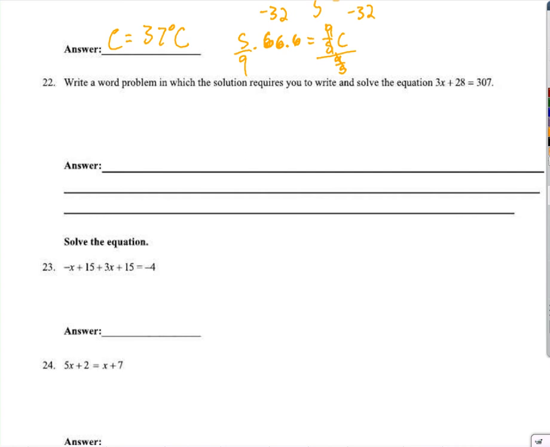All right, so write a word problem in which the solution requires you to write and solve the equation 3x plus 28. I got some interesting answers here. What I think in terms of is, if I'm multiplying something times x, it's something that happens every time x changes. Every time x goes up by 1, this changes by 3. I get 3 more of whatever every time x goes up by 1. And the problem doesn't really have to make all that much sense, right? I could say that this is like $3 an hour, okay?